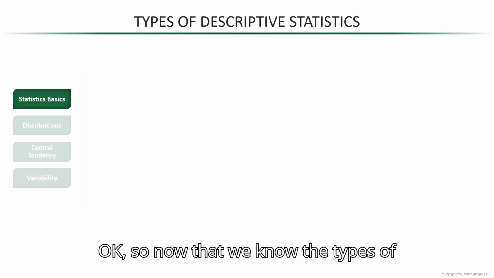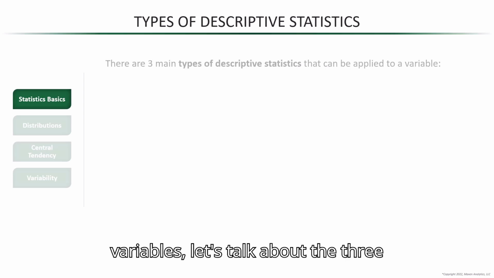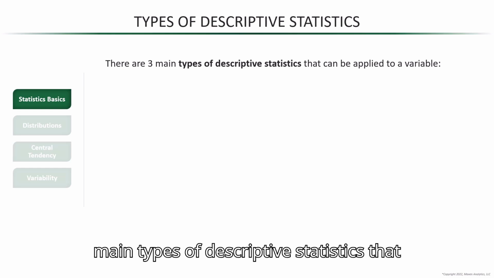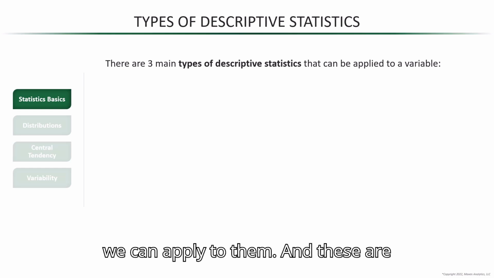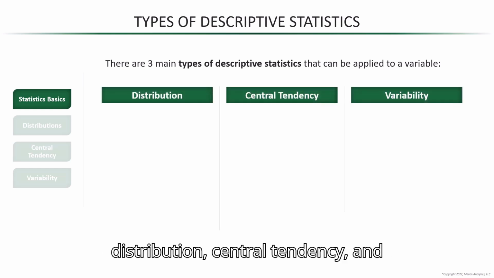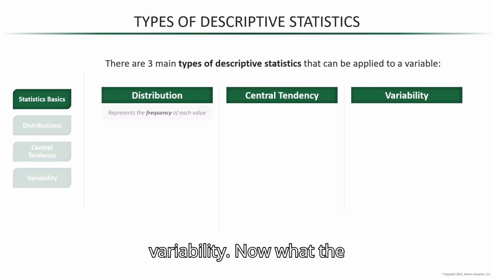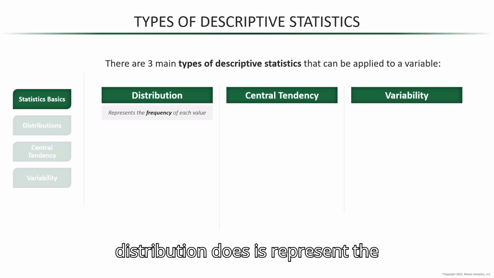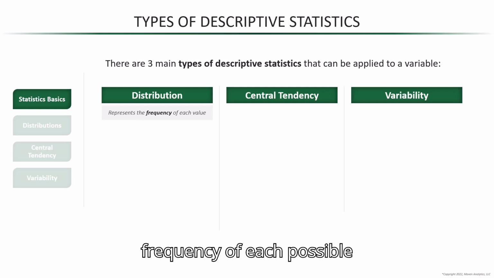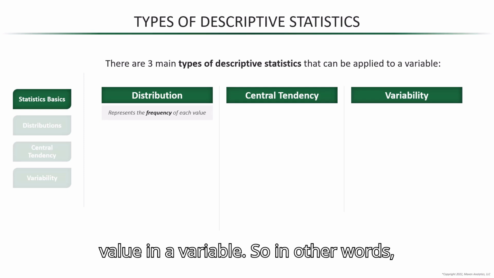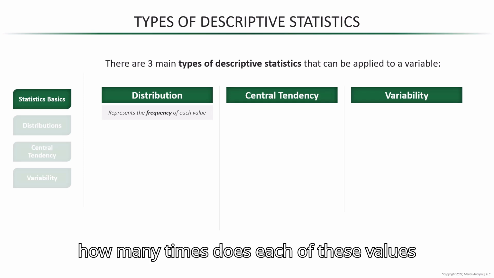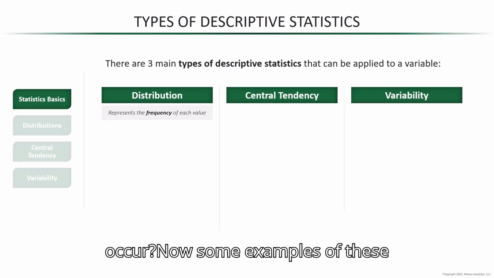Okay, so now that we know the types of variables, let's talk about the three main types of descriptive statistics that we can apply to them. And these are distribution, central tendency, and variability. Now, what the distribution does is represent the frequency of each possible value in a variable. So in other words, how many times does each of these values occur?